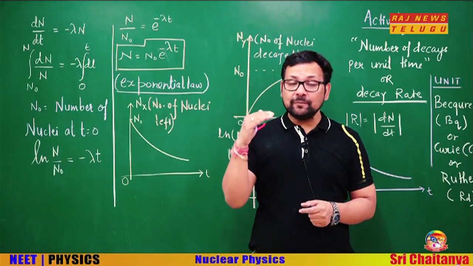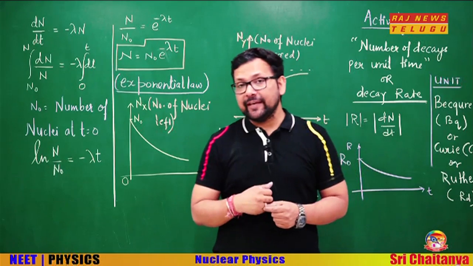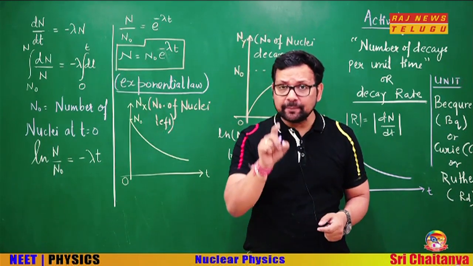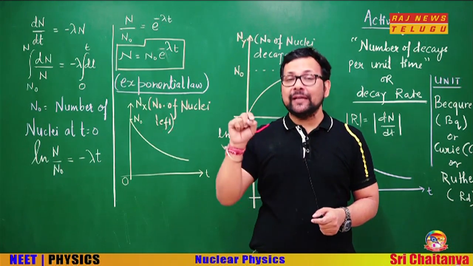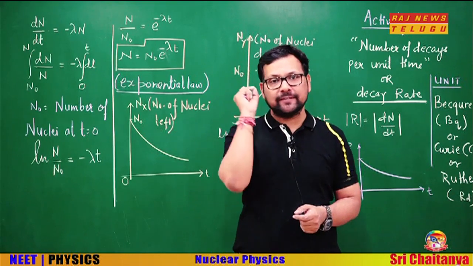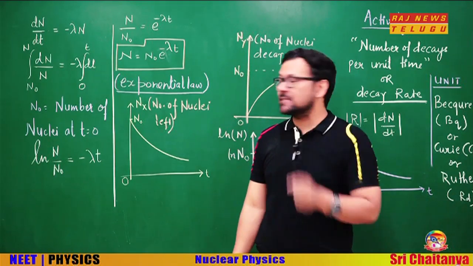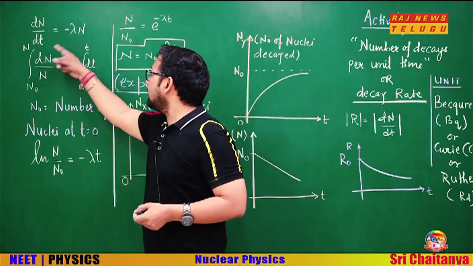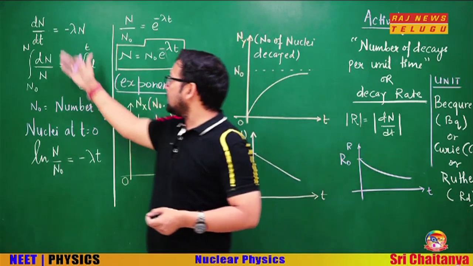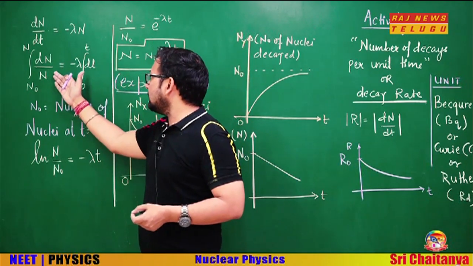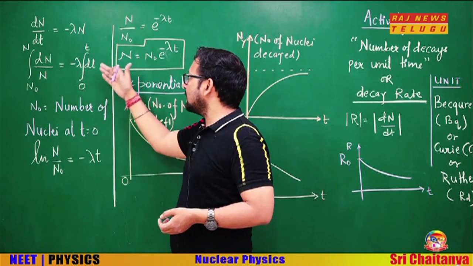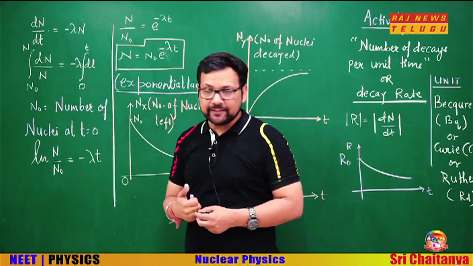Now we will establish the law of radioactive decay. The differential equation we got: minus dN by dt is equal to lambda N, and lambda is the decay constant. Fine, let's start with this. dN by dt is minus lambda N. So it is variable separable: dN and N on one side, and the other differential variable, dt, on the other side, and let's integrate it.